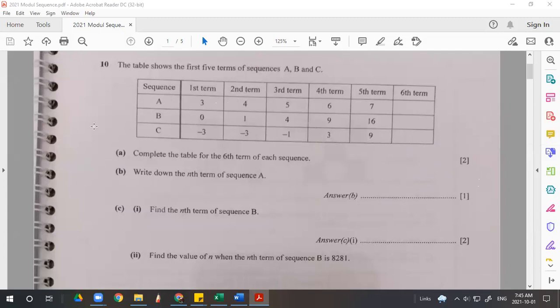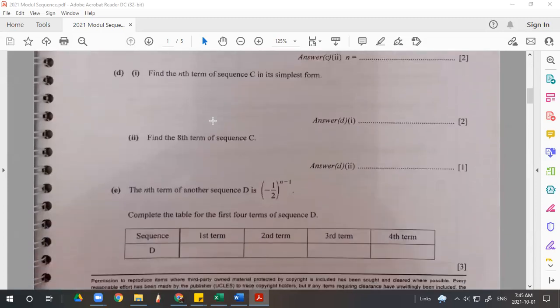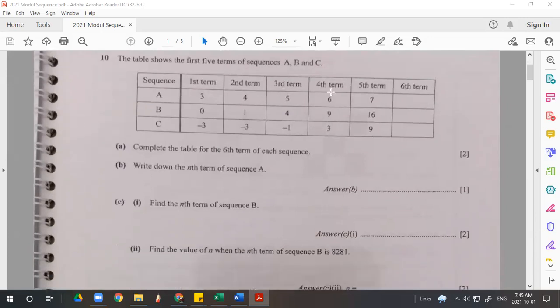So for number 10, I think we can skip this because we already did it. Okay, not done anyway. Okay, let's try. We start from the beginning.